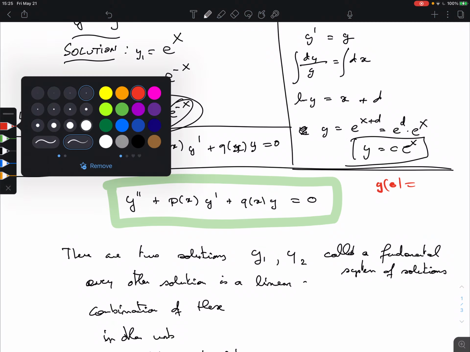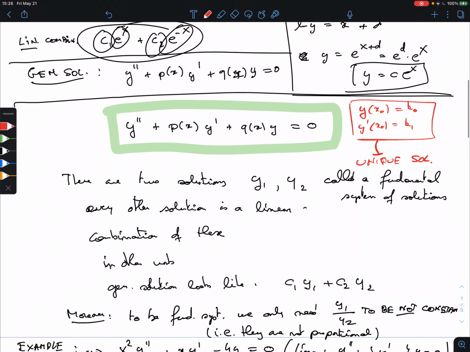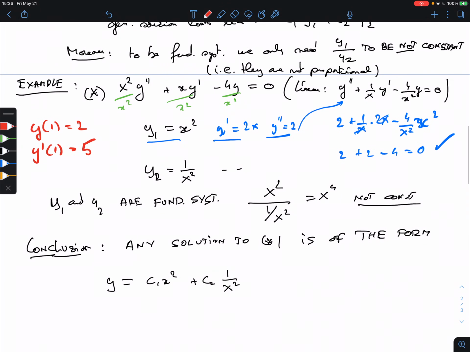So if we add the two initial conditions, y at x0 is k0, and the derivative at that point is k1, then there is a unique solution, provided that x0 is not one of these problematic points. That's a kind of thing where, as I said, I wave my hand. So this statement says I must be able to find C1 and C2.